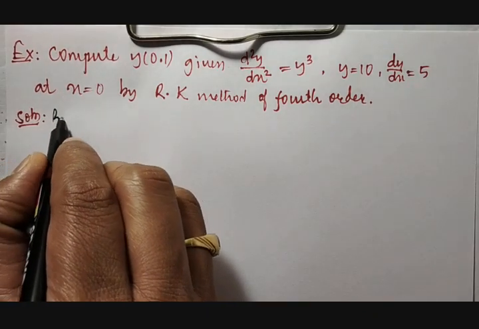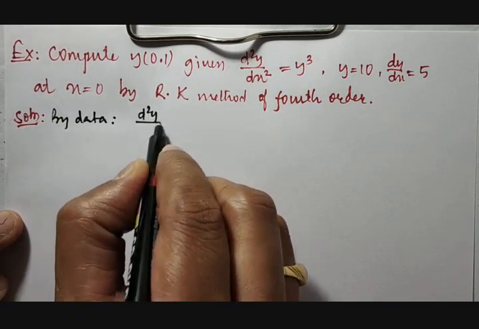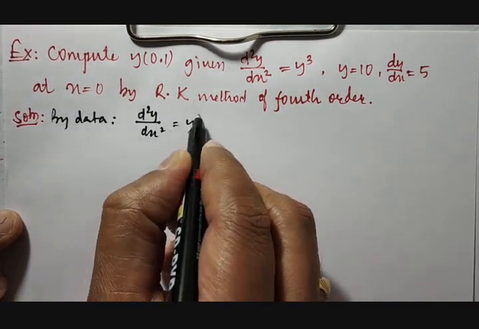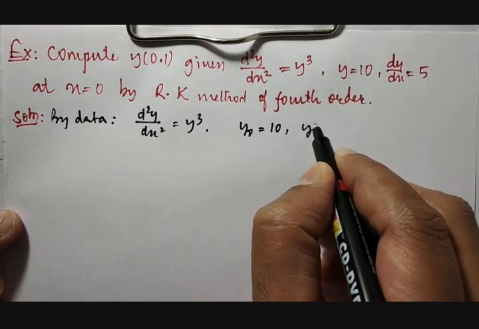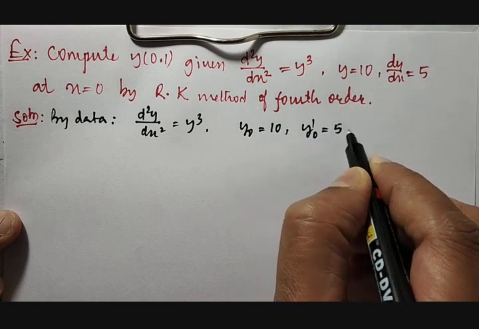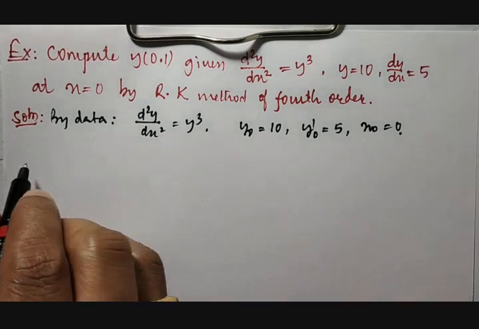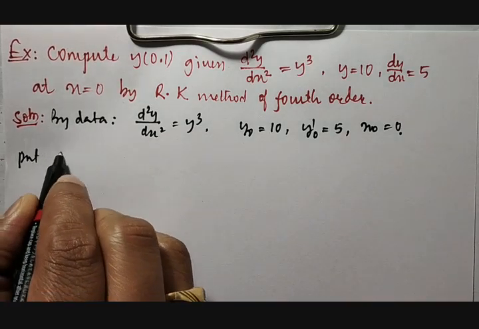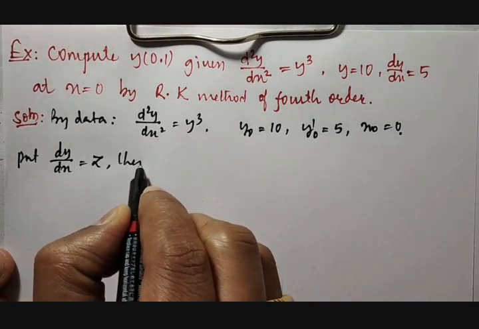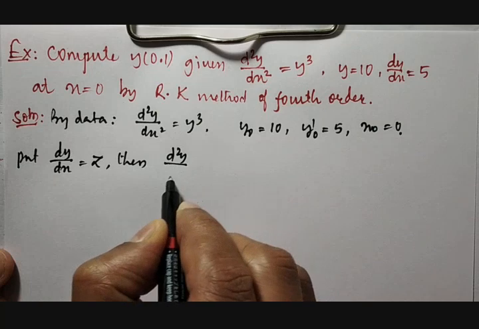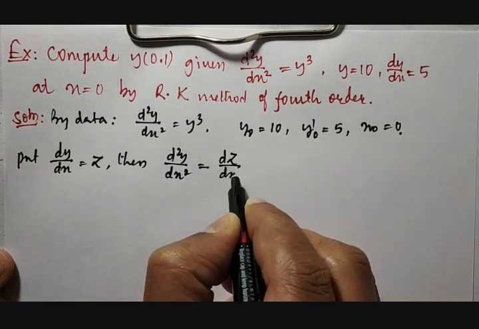So very first, what I do, I'll be taking the things from the given data, which is nothing but d square y by dx square is equal to y cube, where y naught is equal to 10 and y dash naught is equal to 5, where x naught is equal to 0. Then what to do? Let us take a substitution. Put dy by dx is equal to z. If you substitute this, then what will be its second order? d square y by dx square is equal to dz by dx.